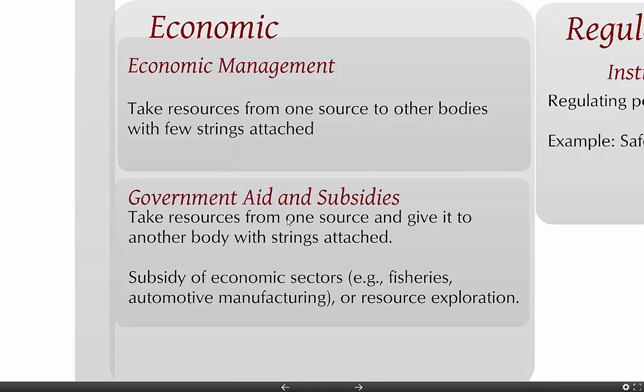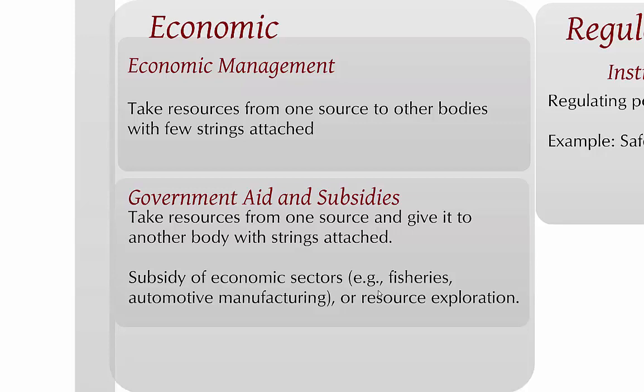Governments can also provide aid and subsidies. So take resources from one source and give to another body, but have strings attached. There are examples in most countries of this: subsidies to economic sectors like fisheries and car manufacturers, or resource exploration. These have to be done according to particular rules. So if you're working in the fisheries, for instance, there will be in many countries a whole set of rules and regulations and forms that the entrepreneur will have to fulfill to get the aid and to get the subsidy.